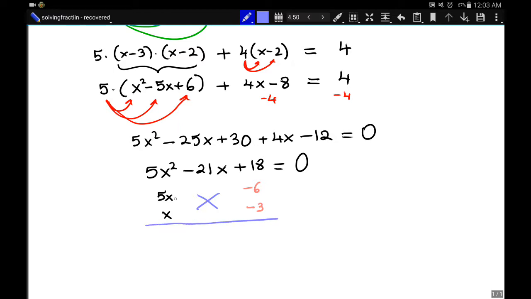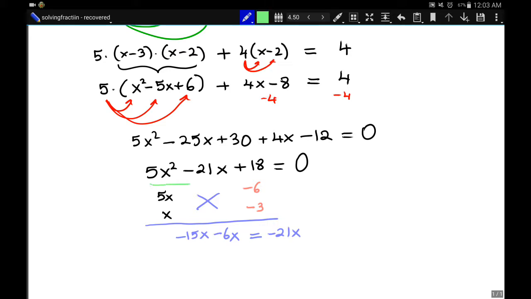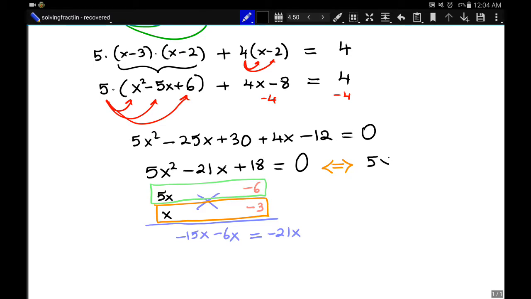Let's calculate it here. 5x times negative 3 is negative 15x. x times negative 6 is negative 6x. So it is negative 21x. Perfect. So one factor is 5x minus 6, and the other one is x minus 3. So let me write this then. This equation becomes (5x minus 6) times (x minus 3) equals 0.